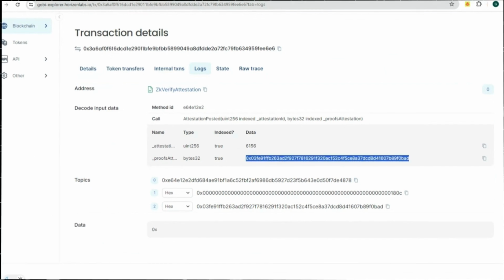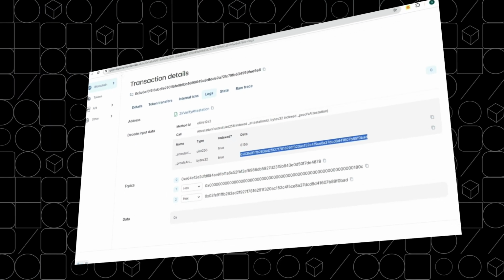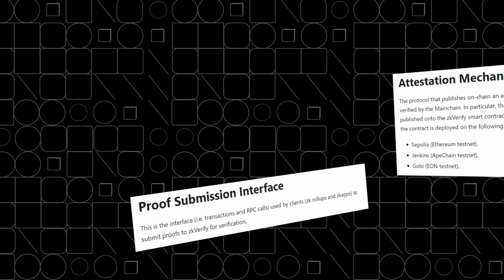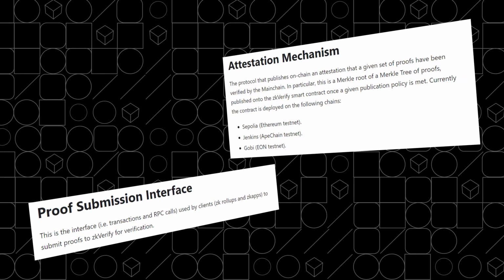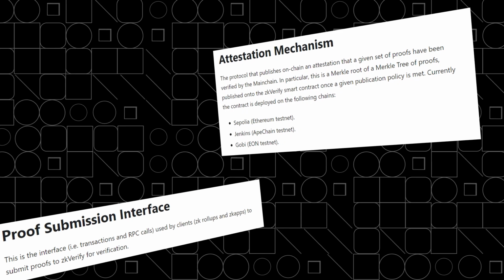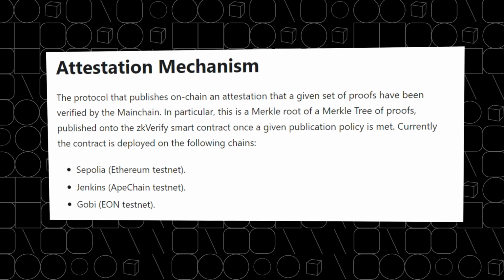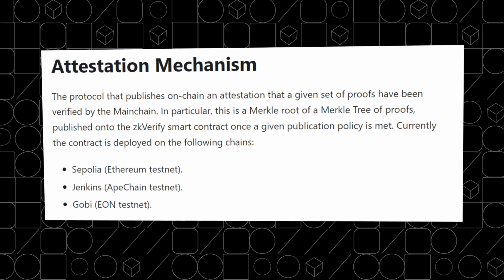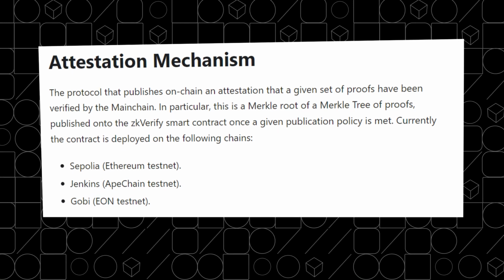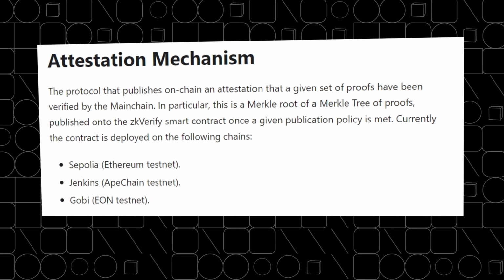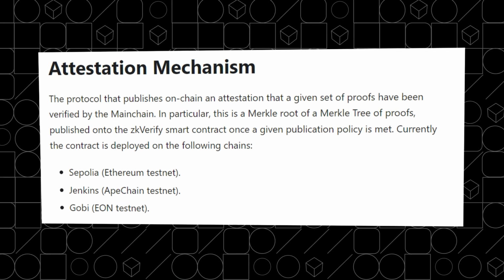So that's it. Just to summarize what we saw, we got a proof that is submitted and verified on the zkVerify main chain. We got the proof is attested on the zkVerify main chain as internal event. And finally, we got the attestation mechanism relaying the main chain event to the zkVerify contracts deployed on the other network: Sepolia, Jenkins, and Go.